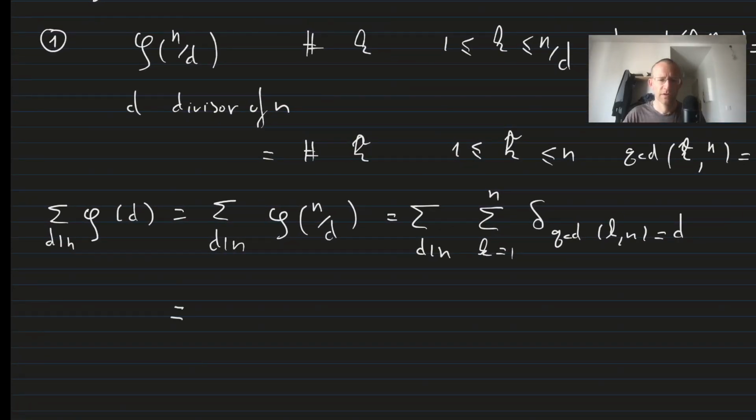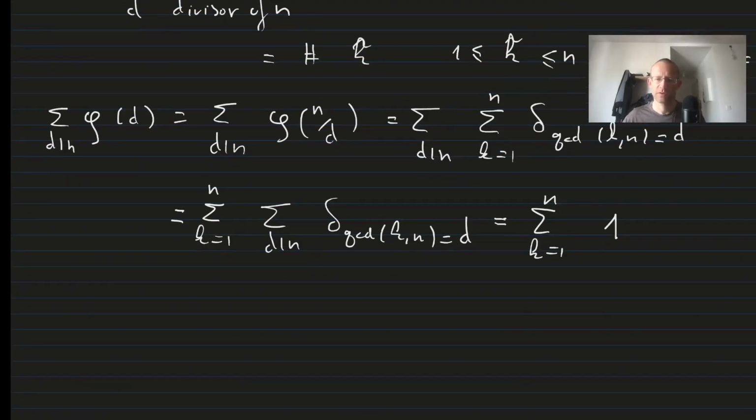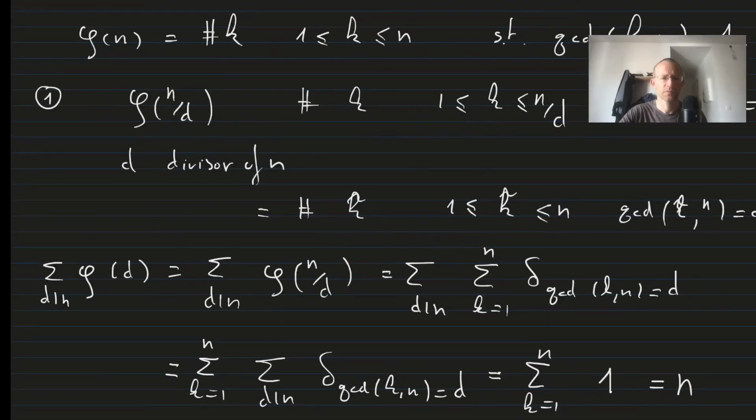Then we exchange the sums. I write that this is equal to the sum from k is 1 to n of the sum over d divisors of n, where the GCD of k and n has to be d. But then for each k, there's exactly one divisor d of n such that this condition is true. So therefore, the last part is equal to the sum from k is 1 to n of 1. And then, of course, this is just equal to n. And therefore, we have proven the property. So this was the first proof.